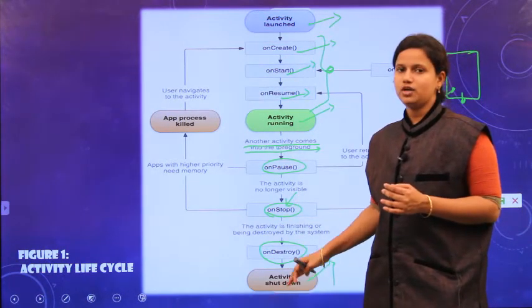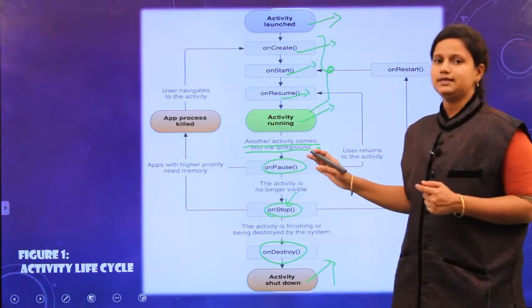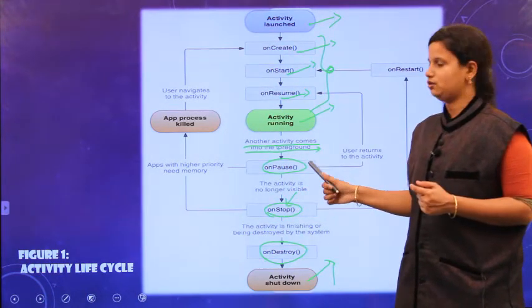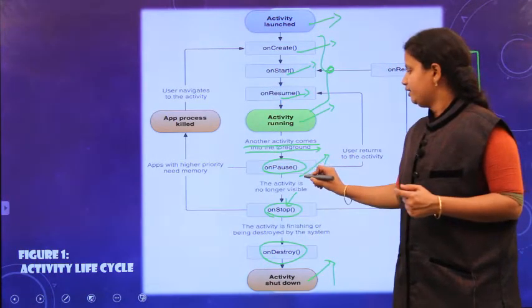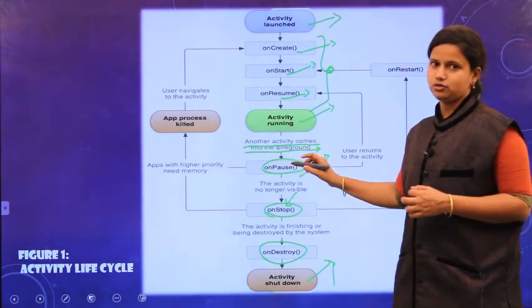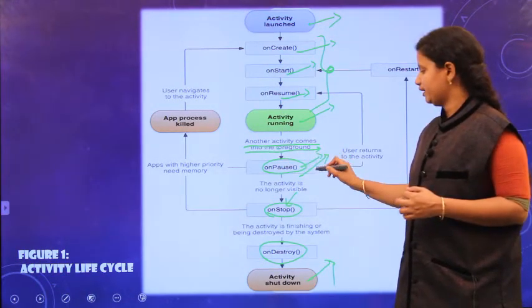But if you move on to the second activity, in that situation also, the first thing it will call is onPause. That means it will pause your activity. It will stop the present activity for some time, pausing your activity.